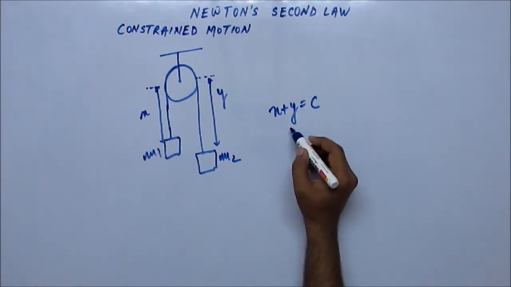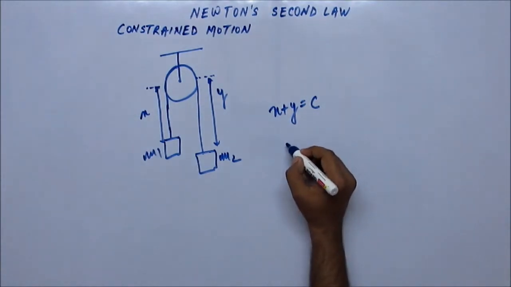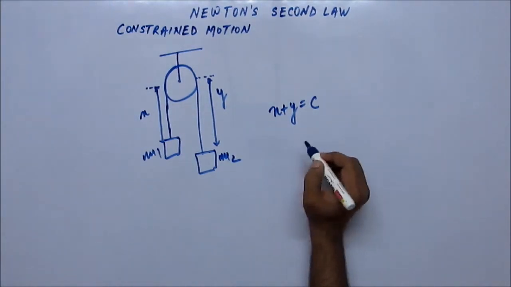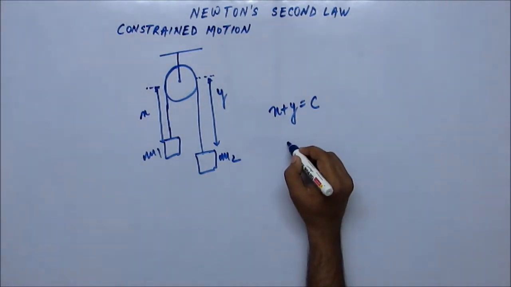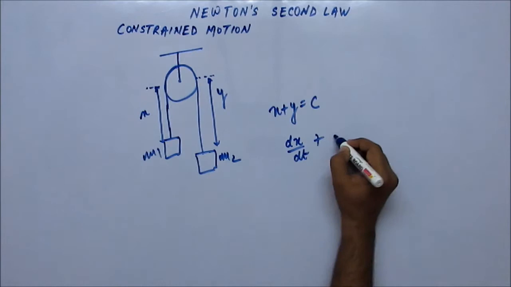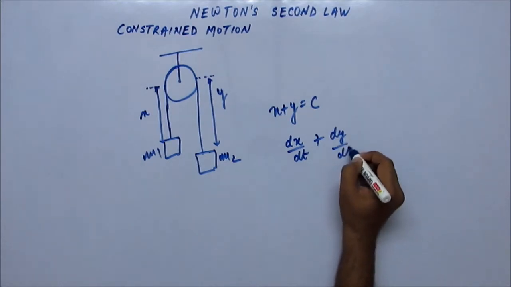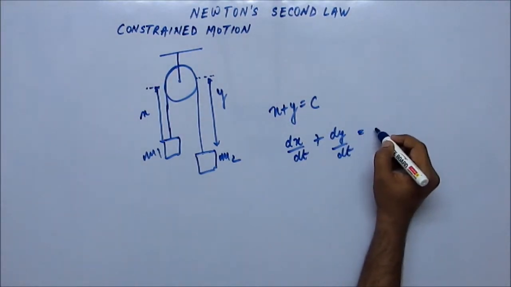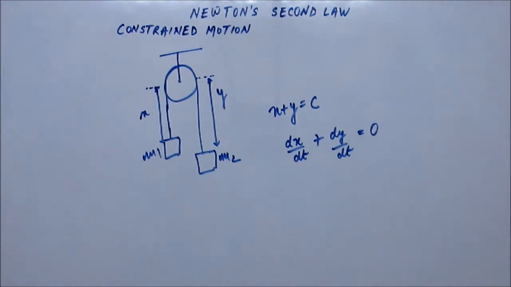So from here we can see that, and we have studied differential calculus before. Let's make good use of it. Let's differentiate both sides with respect to time. If we differentiate that, we get dx by dt plus dy by dt equal to dc by dt, that is equal to 0. The differentiation of a constant would be 0.